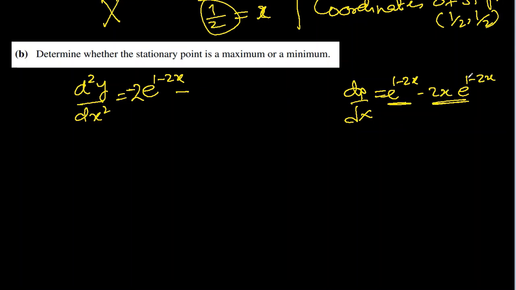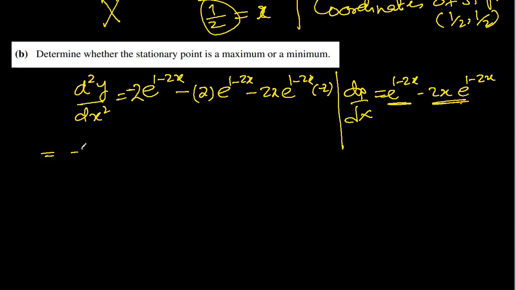So second derivative means the product rule will be used here again. So the differentiation of 2x is just 2, e to the power 1 minus 2x. Then we'll keep the minus 2x the same, but we'll differentiate that, which will be e to the power 1 minus 2x multiplied by minus 2 again. So let's see what it gives us.